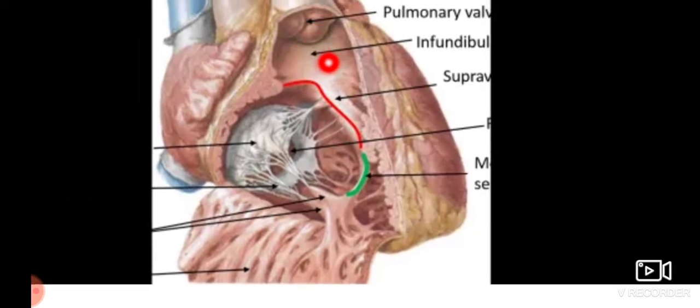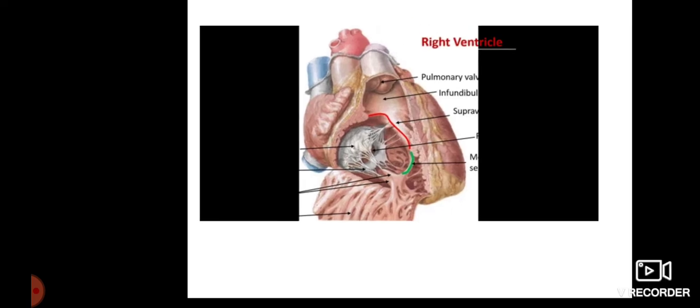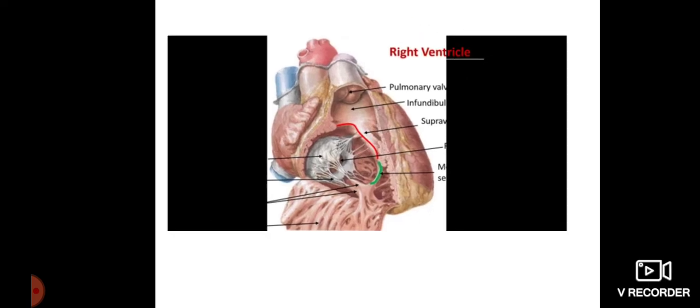The outflowing part is smooth, where the pulmonary trunk begins, and this smooth outflowing part is termed the infundibulum. This is the inflowing part, which is rough. The whole inflowing part is rough. Between the inflowing part and the outflowing part there is a crest called the supraventricular crest. That crest separates the inflowing part from the outflowing part.